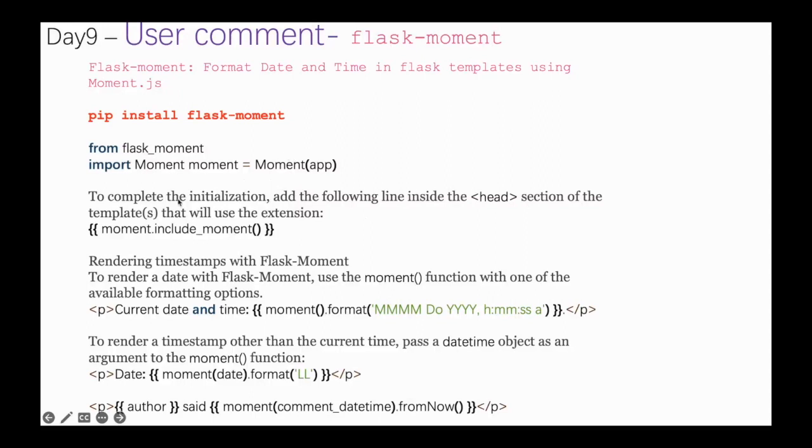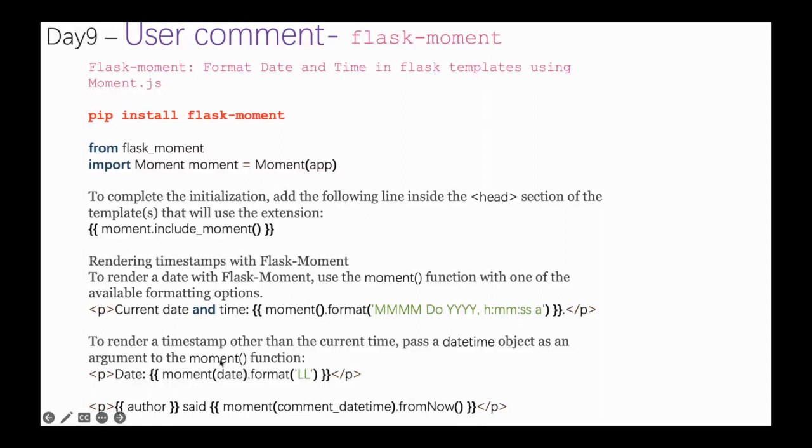To complete the integration, add the following line inside, for example, your HTML template: moment.include_moment. Rendering the timestamp with Flask-Moment: to render dates with Flask-Moment, use the moment function with one of the available formatting options. For example, you can use the moment function to get the current date and time with this format.